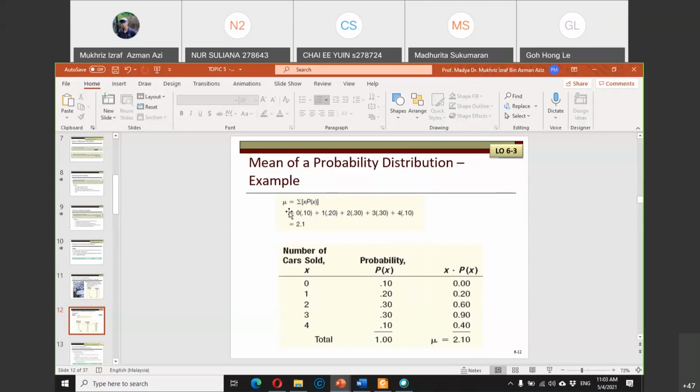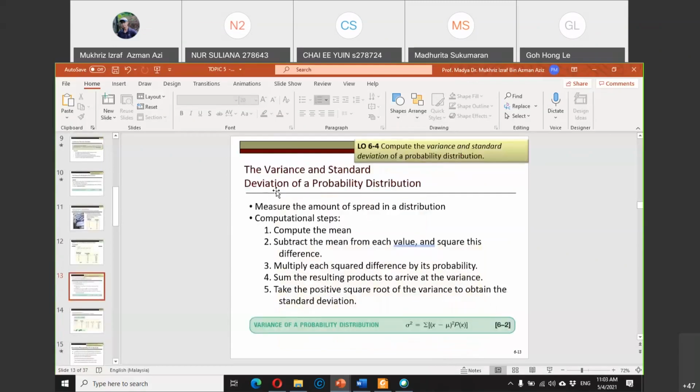So the mean is basically the sum of X multiplied by P(X). For that particular event, selling cars on a particular Saturday, the mean will be 2.1, meaning 2.1 cars. The average value will be 2.1 vehicles sold. So this is the mean value of selling vehicles on a particular Saturday. The same as before.